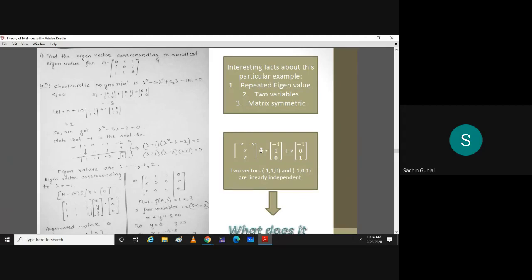Eigenvectors corresponding to distinct eigenvalues for a symmetric matrix are orthogonal to each other. So these two vectors, -1, 1, 0 and 1, 1, 1, are they orthogonal? Yes, because their dot product is 0. Then -1, 0, 1 and 1, 1, 1 are orthogonal? Yes, because they are perpendicular to each other. You can see the dot product.